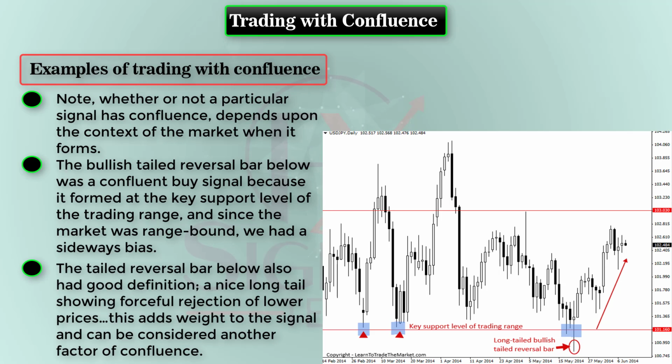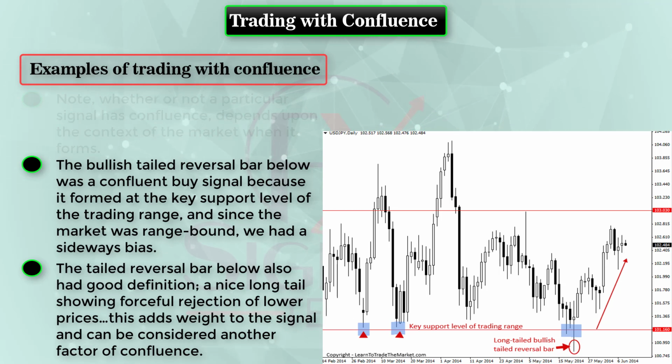The tailed reversal bar below also had good definition. A nice long tail showing forceful rejection of lower prices. This adds weight to the signal and can be considered another factor of confluence.